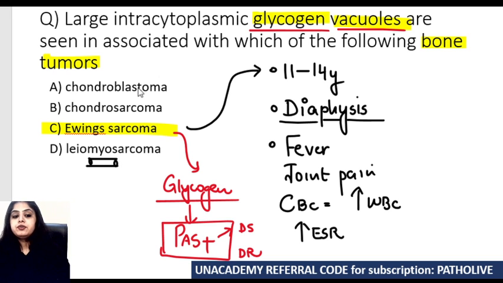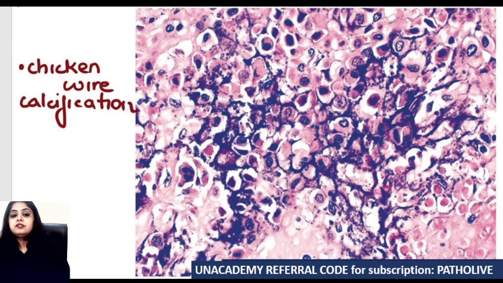Chondroblastoma is also a very important question. This came in the JIPMER exam in 2021. And chondroblastoma is very famous for showing me this, that is the chicken wire calcification. So chondroblastoma is very famous.